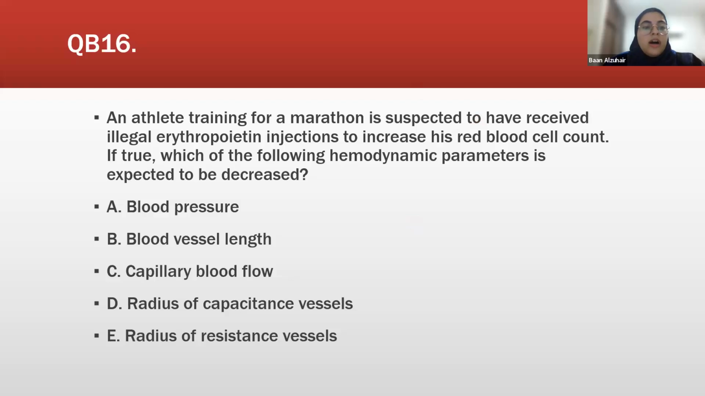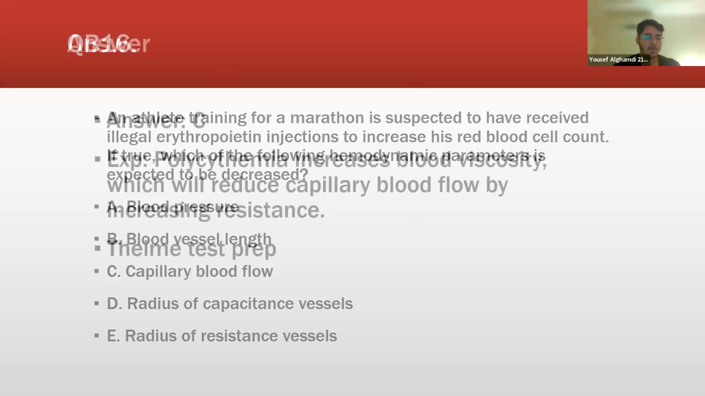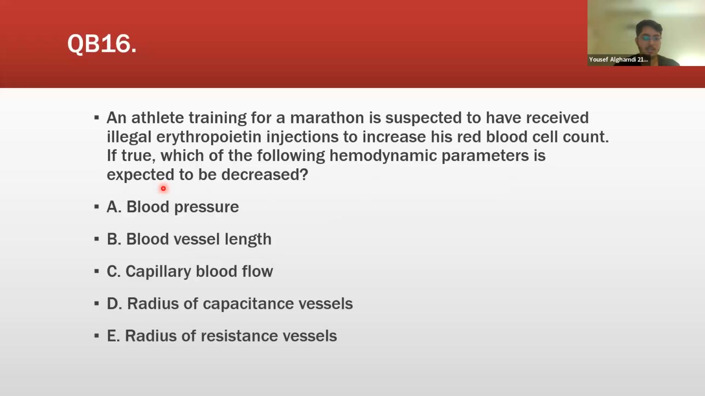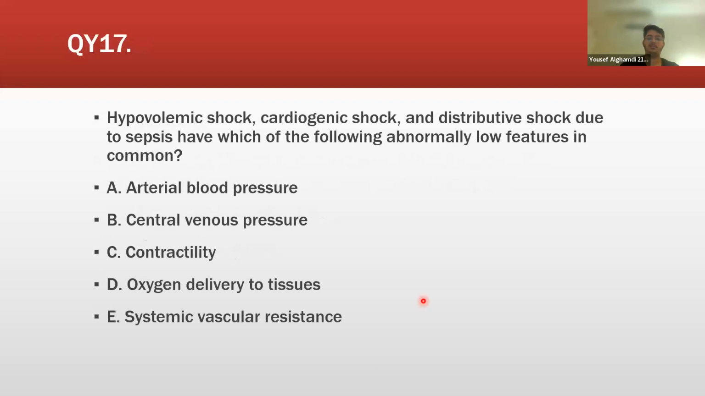Okay, so the answer is C. Because as we explained before, polycythemia would increase blood viscosity. So an increase in viscosity will decrease blood flow. I think Asma answered this on the chat. She said C. Yeah. So this is again polycythemia. Okay? So there are positives and then there are negatives to the drug that these athletes take. He'll have more oxygen, but then he'll have thrombosis.